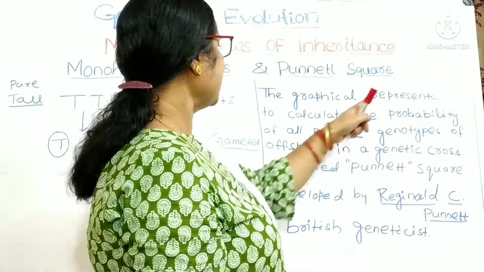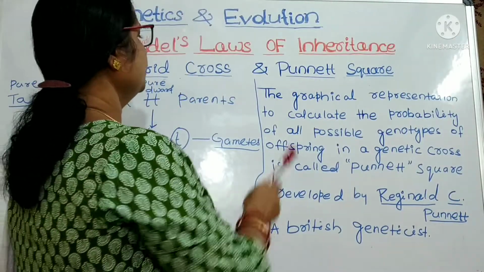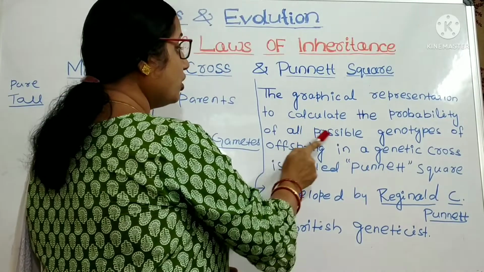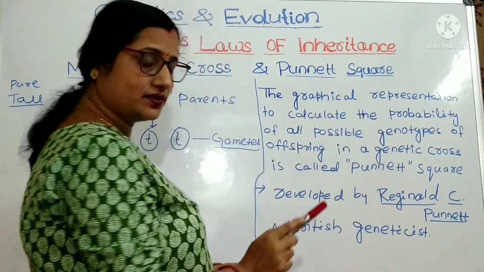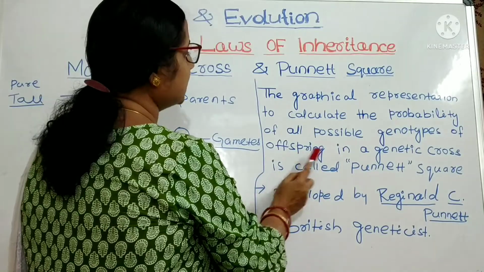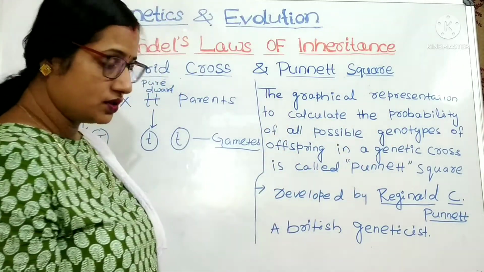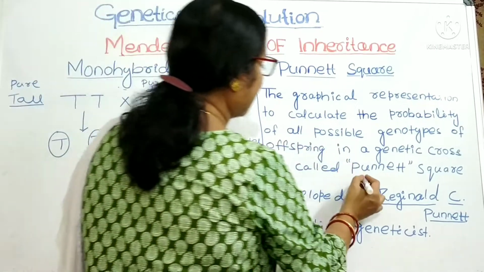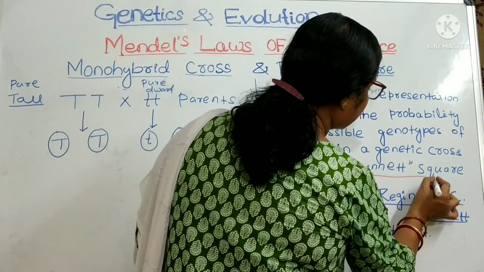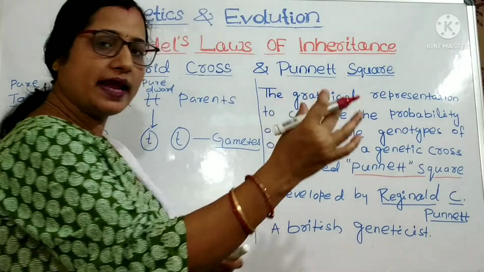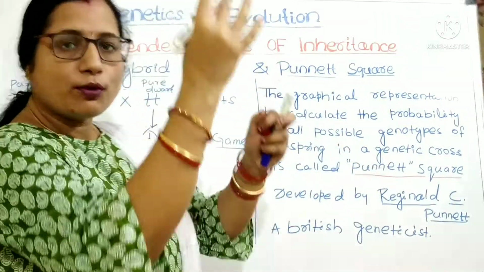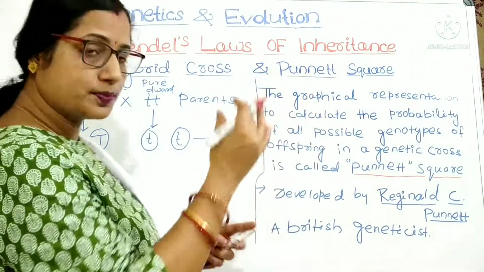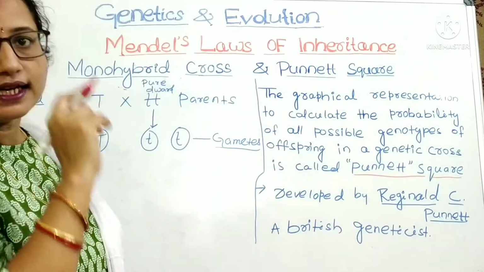The graphical representation to calculate the probability of all possible genotypes of offspring in a genetic cross is called Punnett square. It is a graphical representation to express all the probabilities of the offspring in a genetic cross.